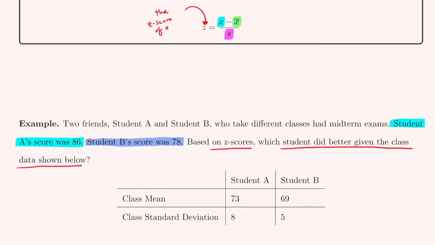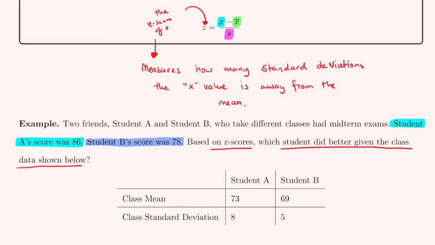Now, a z-score measures how many standard deviations the value we're looking at is away from the mean. So in order to see who did better, the more standard deviations you are away from the mean in the positive direction, then that means the higher your score was. So this question is really asking us, who has the higher z-score? Whose exam grade is farther away from the mean than the other?